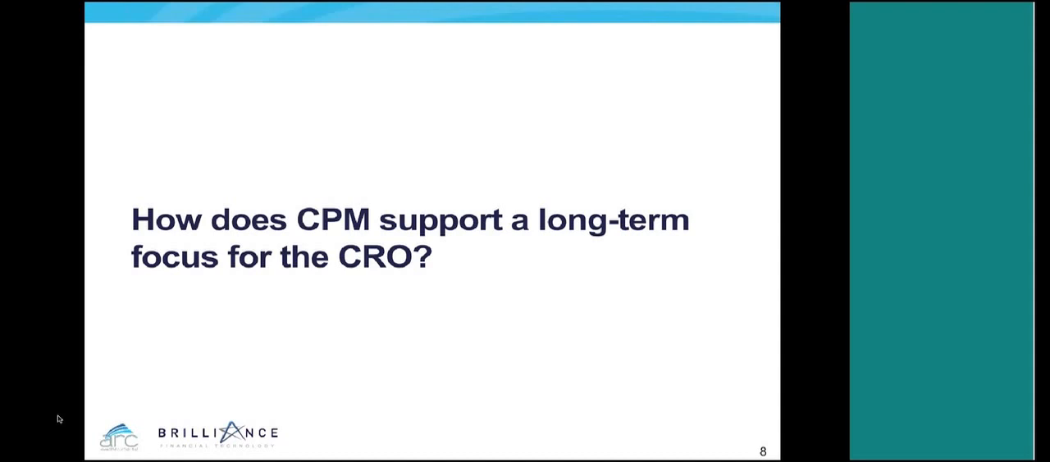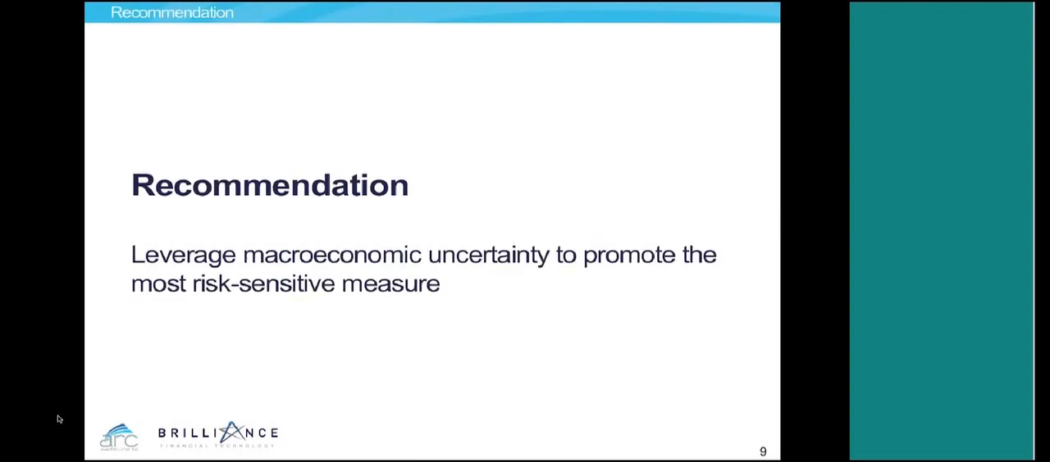Yeah, so that takes us to the next slide, 9. I guess the first recommendation. A lot of the recommendations I'm going to follow are about empowering your CRO, which is really providing the levers to support the CRO's risk agenda. And the most important support you can provide to your CRO for a long-term view is to help them formulate a long-term credit risk strategy.